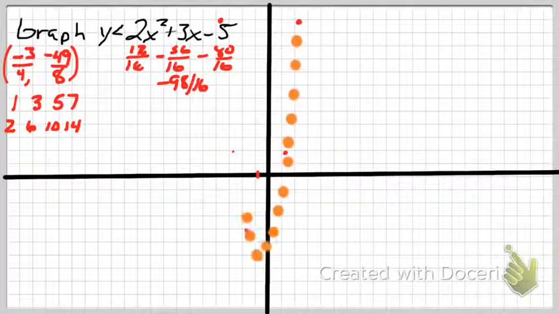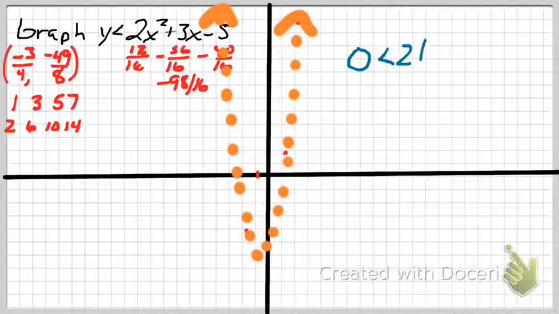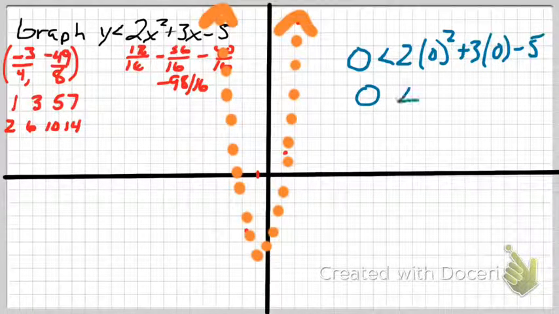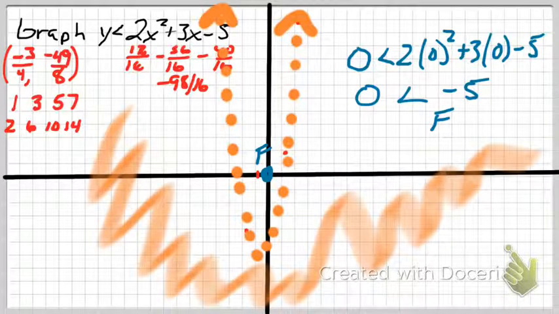Dotted parabola. Those ugly things. 0, 0 gives you 0 is less than negative 5, which is false. So 0, 0 does not work. So your shade would be around the outside.